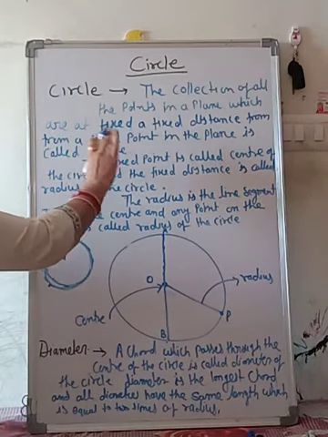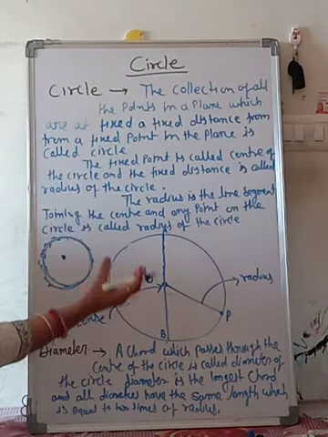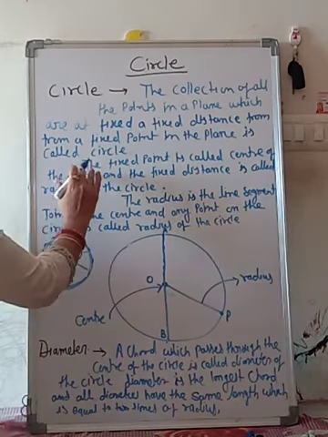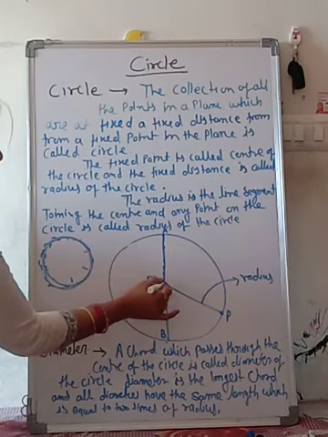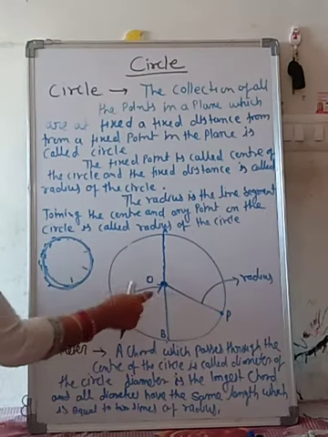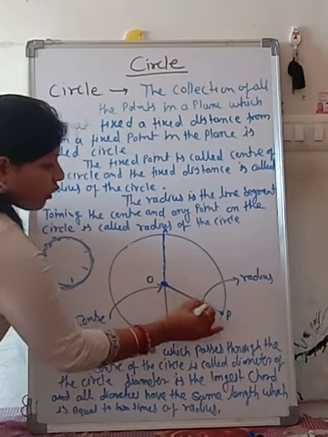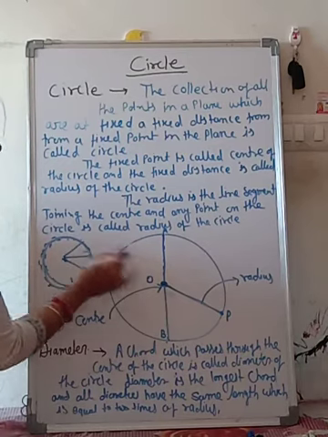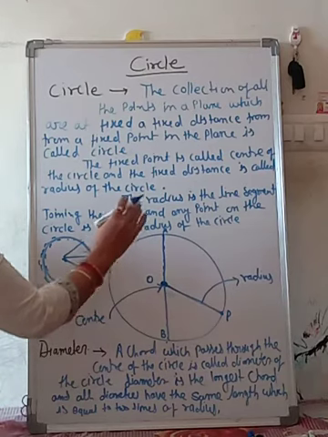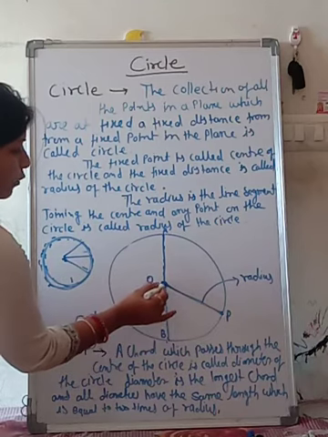So the collection of all the points in a plane which are at a fixed distance from a fixed point is called the circle. This fixed point is called the center of the circle, and the fixed distance is called the radius of the circle. The radius, in other words, is the line segment. Here OP is the radius and O is the center point.